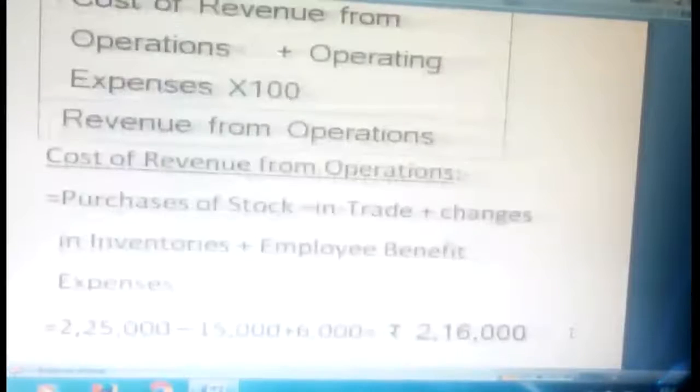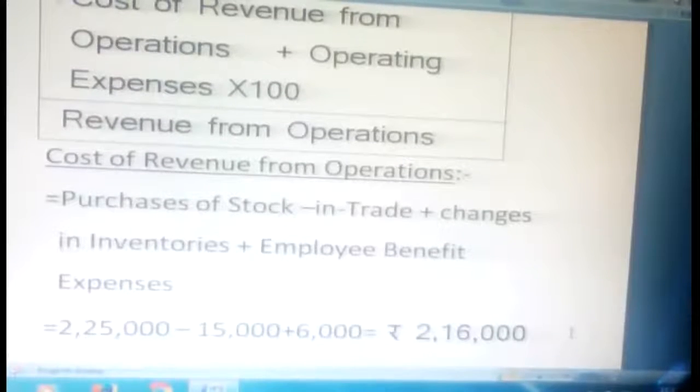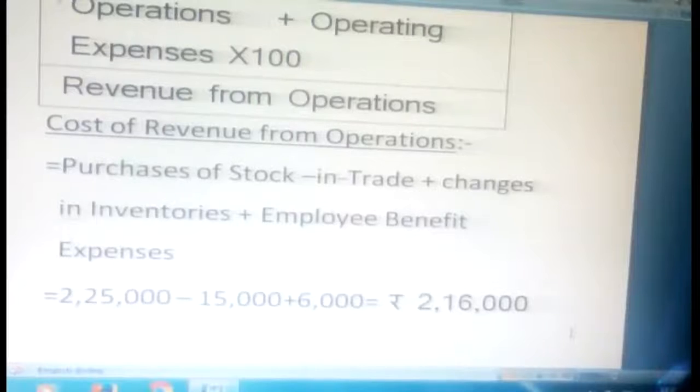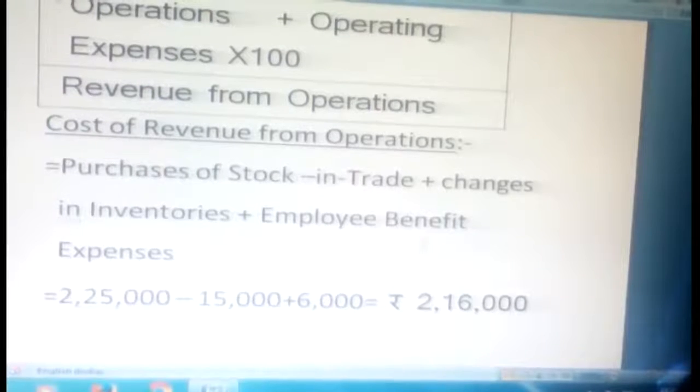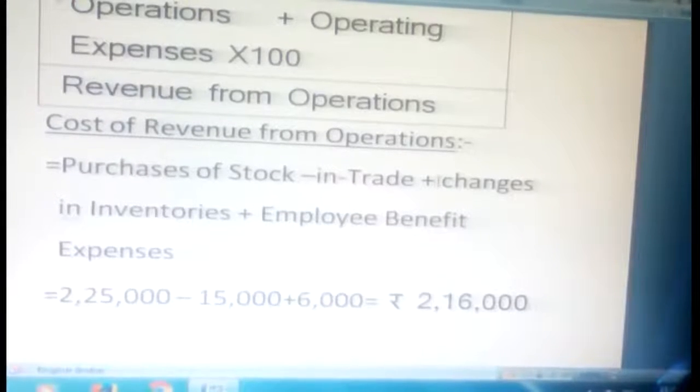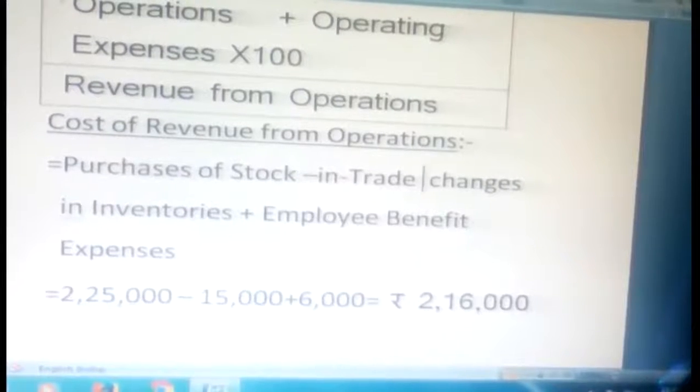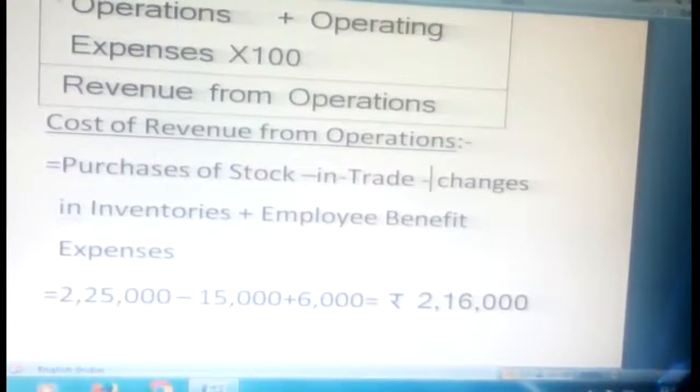Then employee benefit expense. We add all three together. See here, purchase of stock in trade, so we deduct our changes in inventories. Okay, so 2,25,000 minus inventories. Here inventories are going to be deducted, not added. So purchase of stock in trade minus changes in inventories plus employee benefit expenses. Okay, 2,25,000, because 15,000 is given in the bracket. See, the problem here is given in the bracket, so that's what we are going to deduct, 15,000.